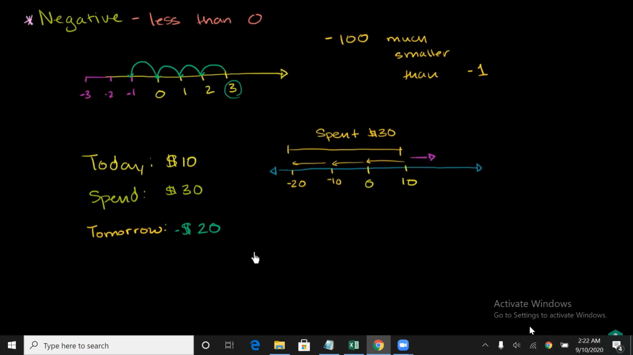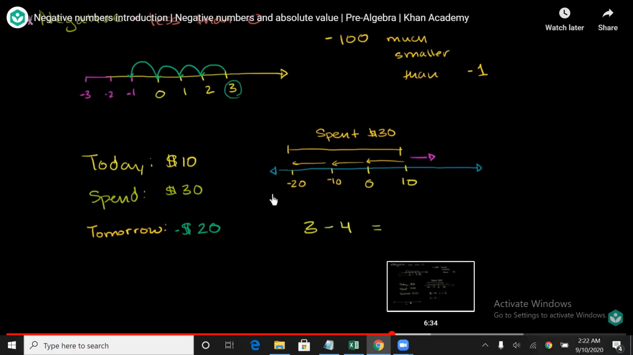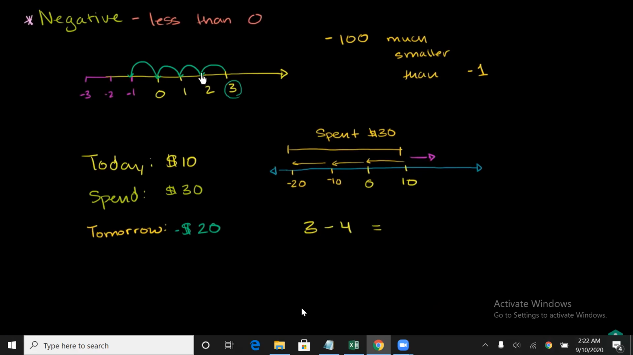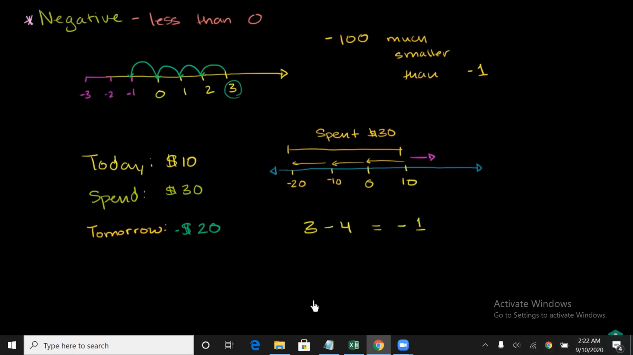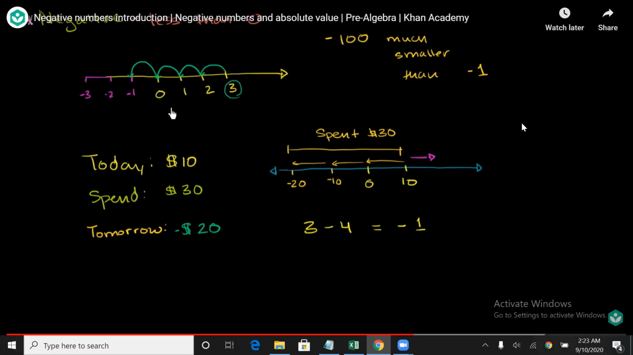Now with that out of the way, let's do a couple more pure math problems and think about what it means if we were to say 3 minus 4. Once again, this is exactly the situation we did here with the temperature. We're starting at 3 and we're subtracting 4, so we're going to move 4 to the left. We go 1, 2, 3, 4. So that gets us to negative 1. And when you're starting to do this, so you really understand what a negative number means, I really encourage you to visualize the number line and really move along it depending on whether you're adding or subtracting.